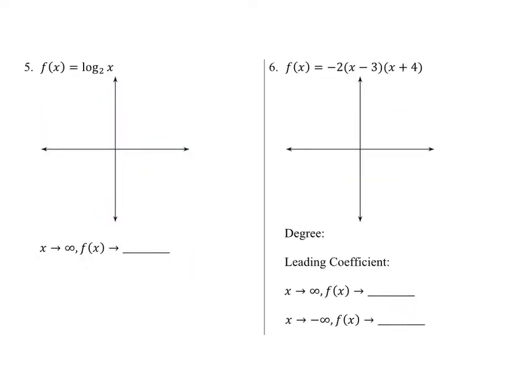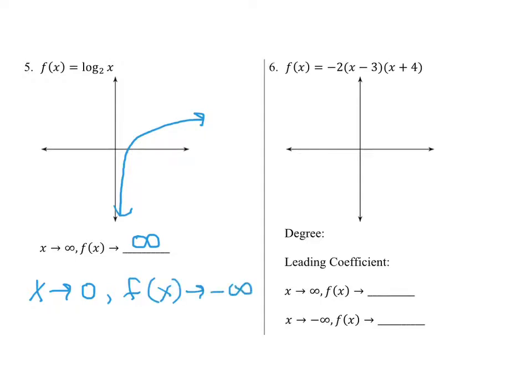Number 5 is a little bit different because it is not a polynomial, it is a log. If you remember what log base 2 of x looks like from module 2, it goes something kind of like this. So I don't have any negative end behavior, but I can say as x approaches positive infinity, f of x approaches positive infinity. If I wanted to do a left-hand end behavior, I could write something like as x approaches 0, f of x approaches negative infinity. But my graph never goes to the left of 0.